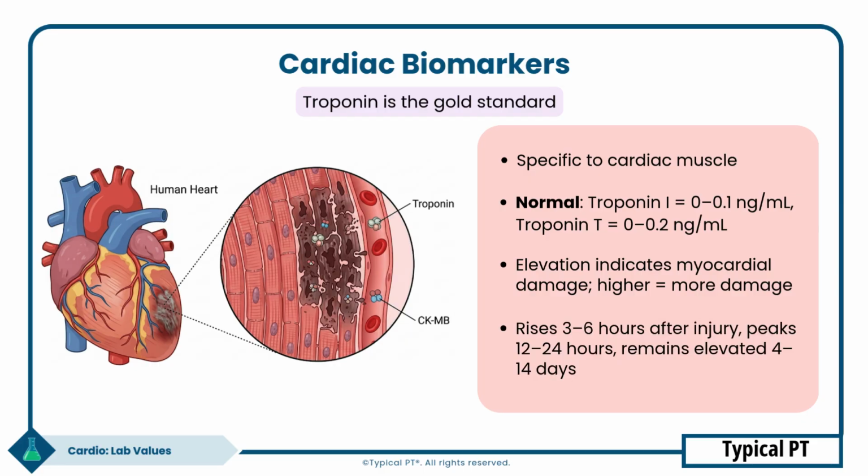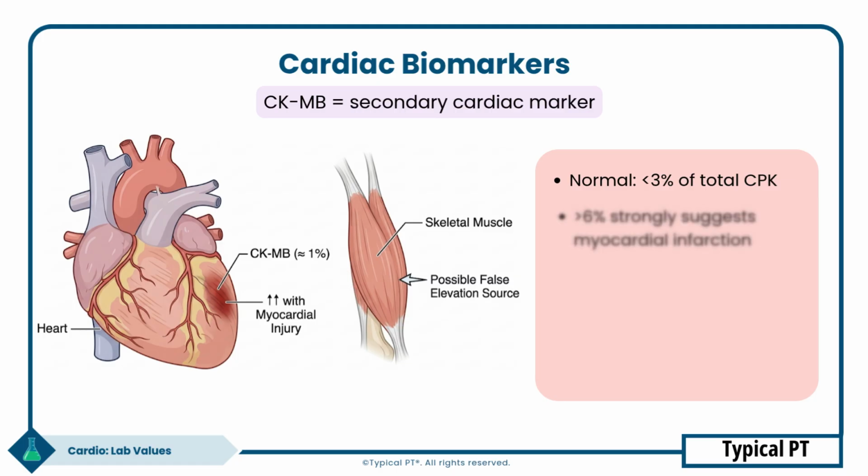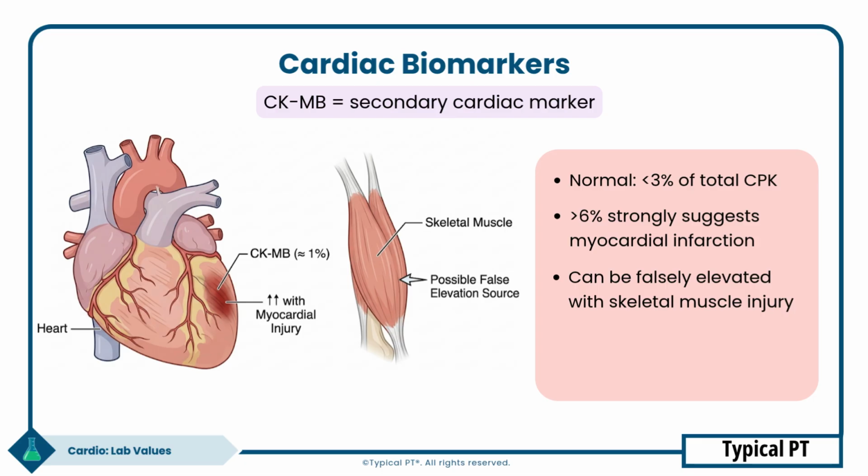Troponin rises 3 to 6 hours after injury, peaks at 12 to 24 hours, and stays elevated for 4 to 14 days. CKMB is a secondary marker. Normal is less than 3% of total CPK. Greater than 6% strongly suggests MI. The limitation is that CKMB can be falsely elevated from skeletal muscle injury, including after orthopedic surgery, so troponin is more reliable for confirming cardiac damage.